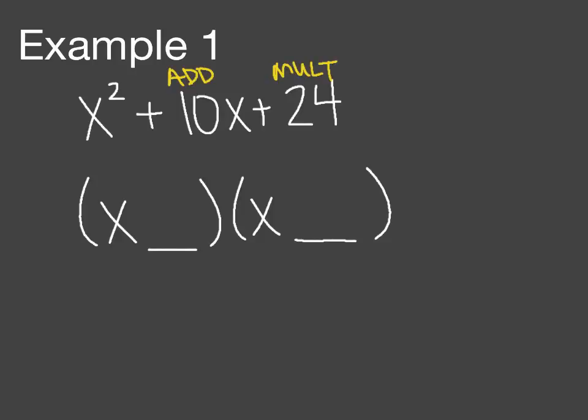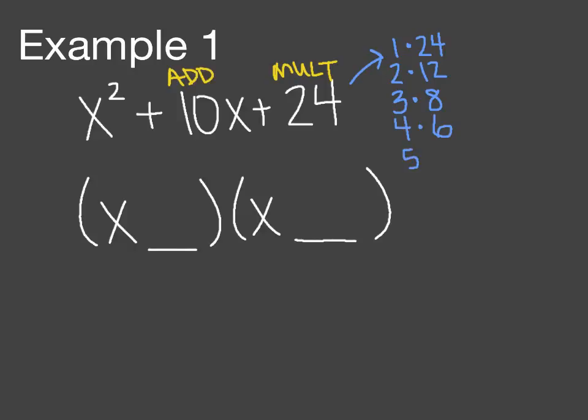Now, what I suggest is making a list of all of the ways that we can multiply to the number 24. And how I do this is I always start with the number 1. So I know that 1 times 24 makes 24. Then I think about the number 2. Well, 2 times 12 makes 24. Then I think about the number 3. 3 times 8 makes 24. If I think about the number 4, 4 times 6 makes 24.